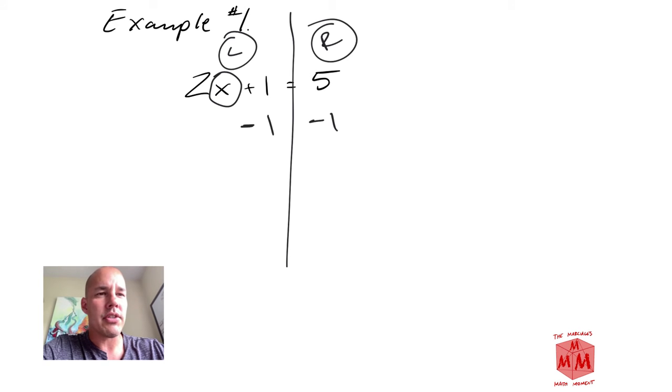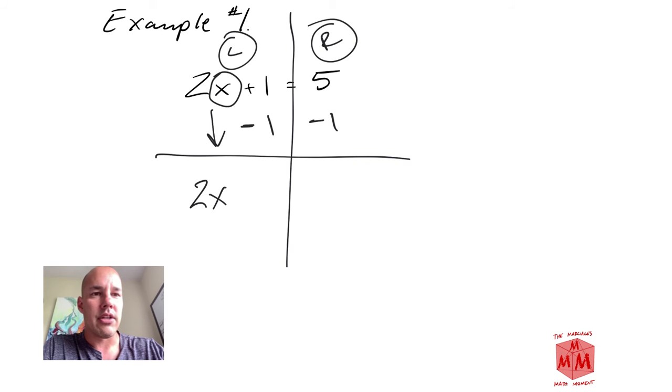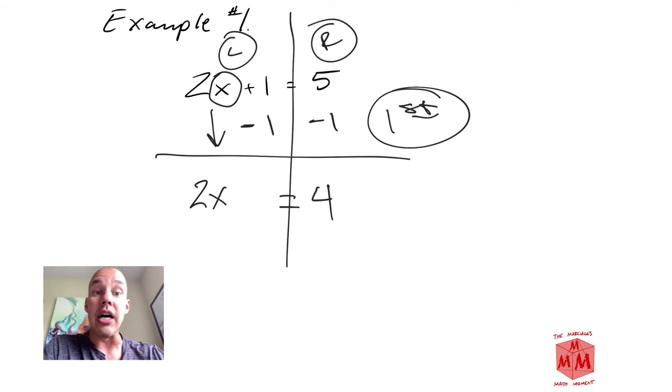So I'm adding 1 to it in the equation. In order to undo that, I'm going to subtract 1 from both sides. Remember, I need to do it to both sides to maintain balance. When I do that, 2x, and there's nothing underneath it, so it comes straight down. Plus 1 minus 1 equals 0, so I just don't write anything. 5 minus 1 is 4. So this was our first operation that we had to undo. We had to undo addition, and so we used subtraction, okay?